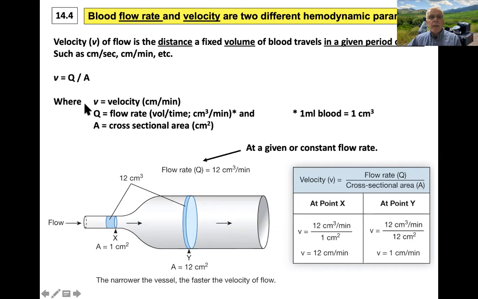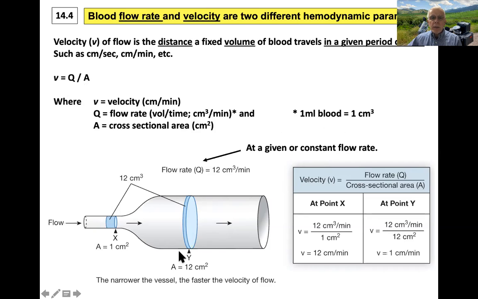So again, little v is velocity. I'll just say centimeters per minute. Q in this case is flow rate, volume per time. In this case, we would say cubic centimeters per minute. And then A is just cross-sectional area. Okay, now, 1 mil of blood is about 1 cubic centimeter.